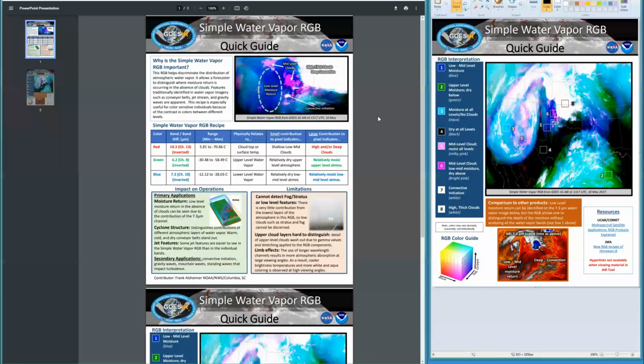Tonight we're going to focus on the simple water vapor RGB, and basically the RGB helps discriminate the distribution of atmospheric water vapor. It allows the forecaster to distinguish where moisture return is occurring in the absence of clouds, and also it features traditional identified water vapor imagery such as conveyor belts, jet streams, gravity waves, which are very apparent. And tonight we have a great example of that to show you. This recipe is especially useful for color-sensitive individuals because of the contrast of colors between different levels.